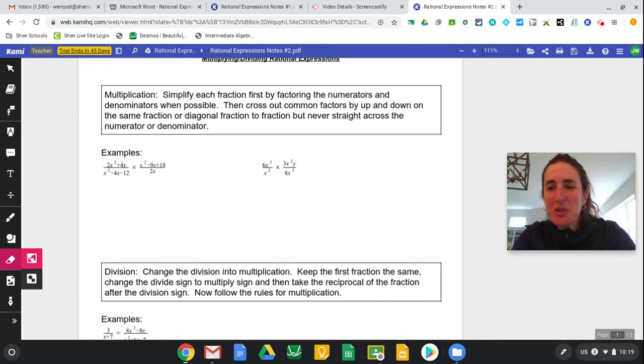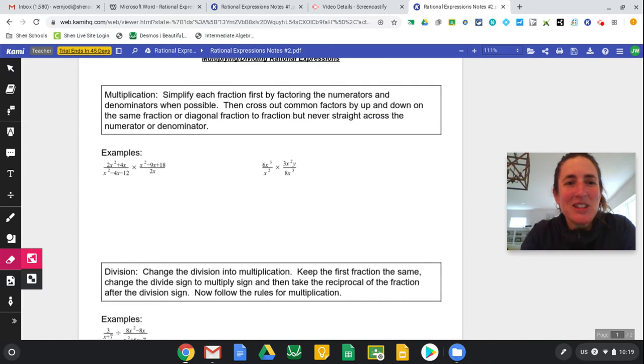We are going to multiply and divide rational expressions. In our first lesson, we simplified them. Now we're going to multiply and divide, folks. Hold on to your seats. Okay, let's start with multiplying first, because I don't want to scare you with the dividing yet.